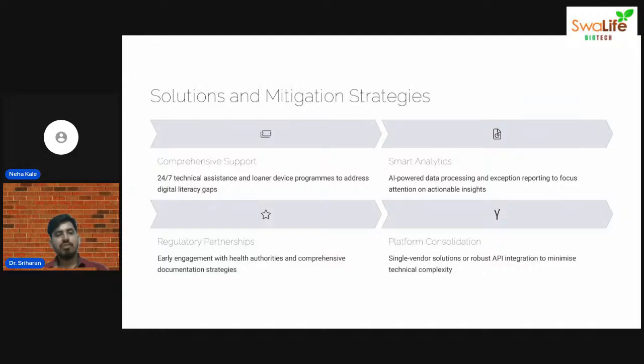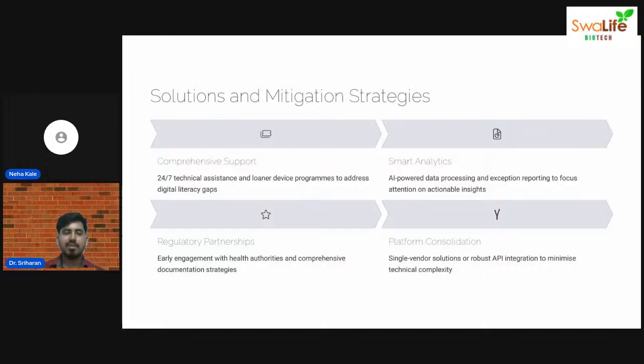Solution. For the solution, we give comprehensive support. You give 24/7 technical assistance to the concerned person. For any digital related query from the patient side, you want to attend to their query in a very immediate manner. Smart analytics is used for the data overload. Data overload leads to poor quality data. So using smart analytics, we can process the data, see what is relevant to our study, and identify the pattern also. Regulatory partnership: using a regulatory partnership with the recognized authority, we can get the approval very easily.